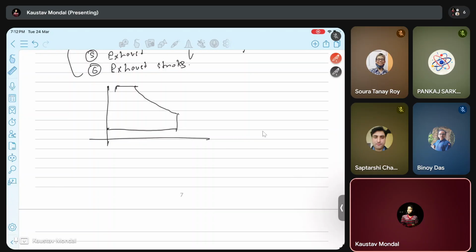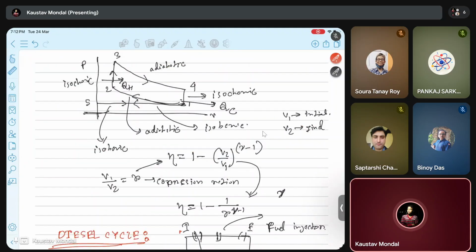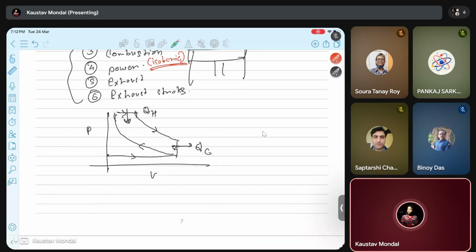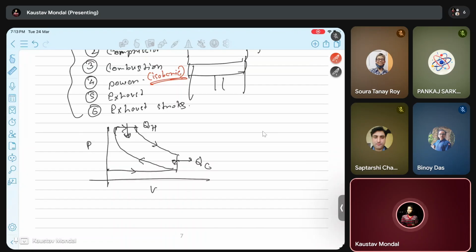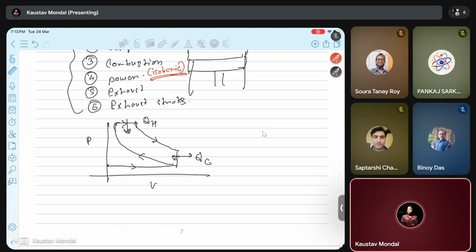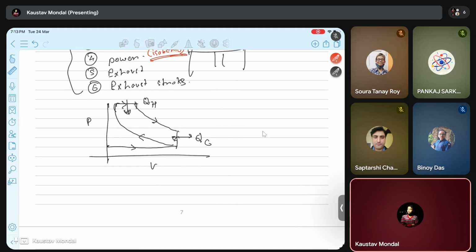So here there is the difference. It's this kind of a shape. Heat going out, heat going in. As you can see, compared to the Otto cycle, where it is an isochoric process, here it's an isobaric process. This is the difference between the Otto cycle and the diesel cycle, and because of this difference, the expression of the efficiency also changes.